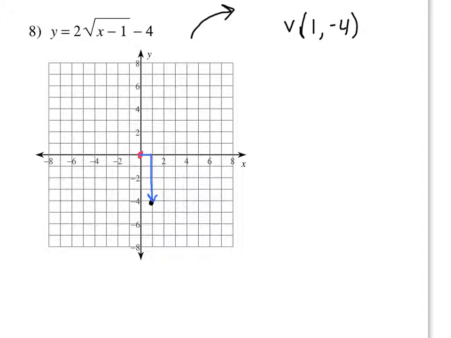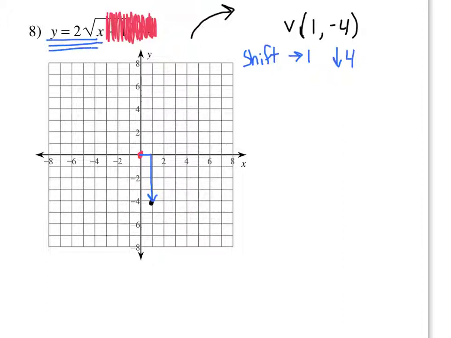Okay, and you can look at that vertex. Well, 1, it's positive, so that's saying to the right 1. Negative 4, that's negative. That's saying down 4. Okay, that's our shift. Now, when you graph these, you need to very literally cover up the shift in the equation. We already know what the shift is. We don't need it in the equation anymore. We want to graph or plot points for just that part. Y equals 2 square root of x.